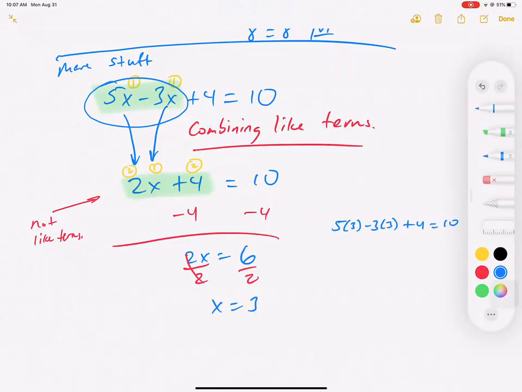Well, didn't we say 5x and 3x were the same type? And now you can see that it's 5 3s and 3 3s. And we can combine those together.